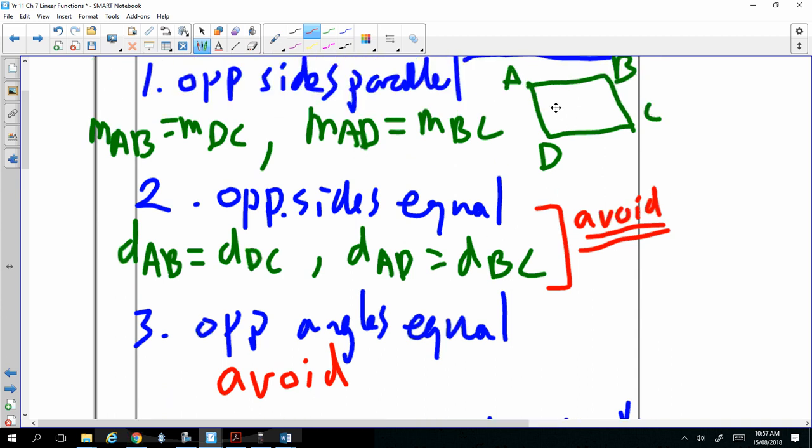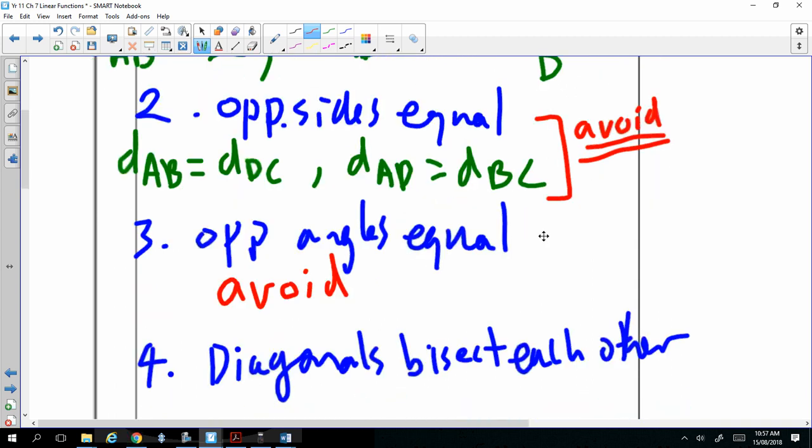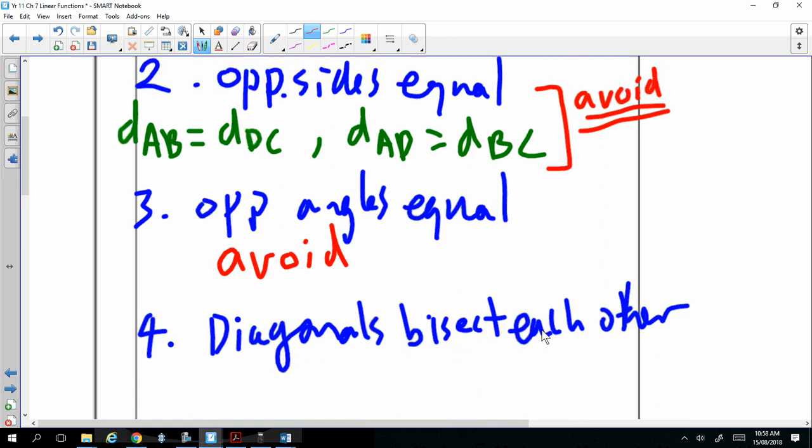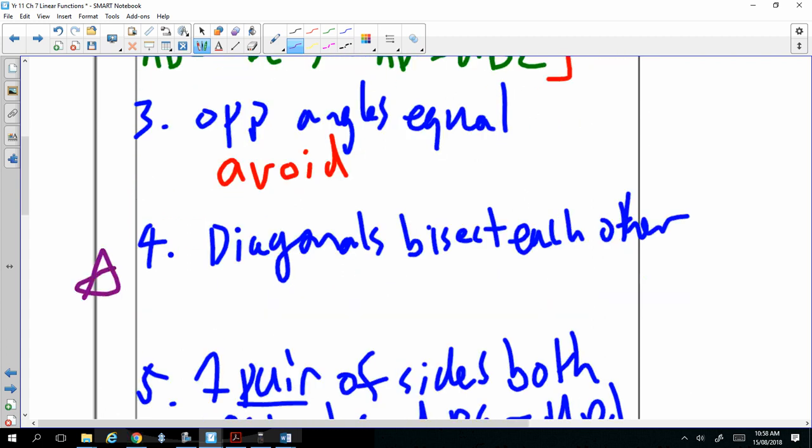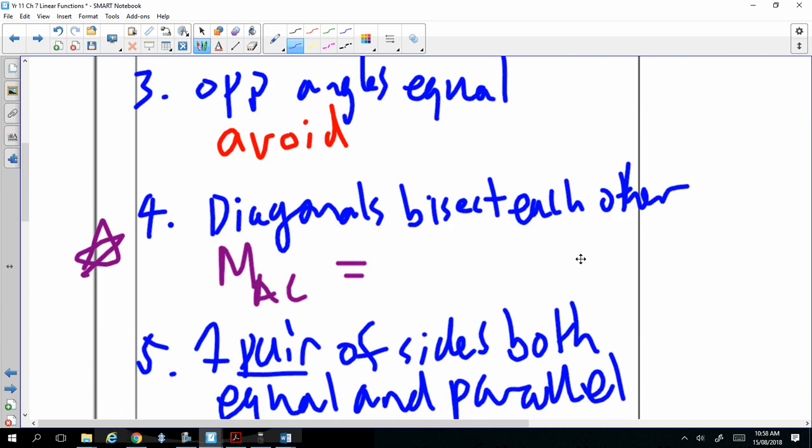Okay, how about this one? Diagonals bisect each other. What do we do? If they bisect each other, that means the midpoints are the same. That will be my favorite one. Put a star there. Because all you have to do is find the midpoint of AC and show that it equals the midpoint of DB. And how many calculations do you do? You just have to do two calculations. Now compare with the gradient one, that's pretty quick, but not as quick as this.